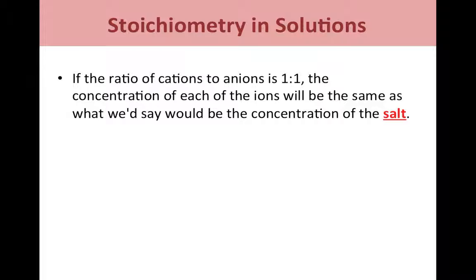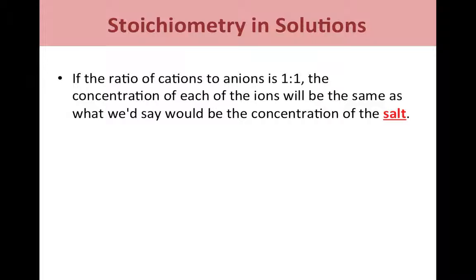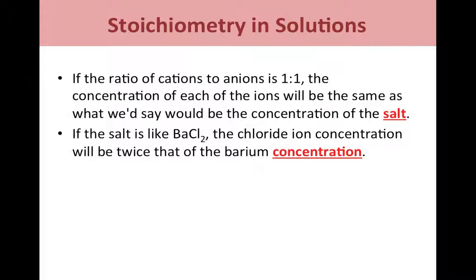If you talk about the stoichiometry, which means the number in front of the molecule or the ion in the reaction, you can see that the reaction was a 1-to-1 ratio. So for each of the ions, the concentration is the same as the concentration of the salt. If we have something like barium chloride, where you have 2 chloride ions for every 1 barium, you're going to have twice the concentration of chloride to barium.